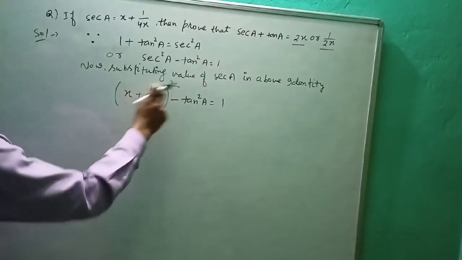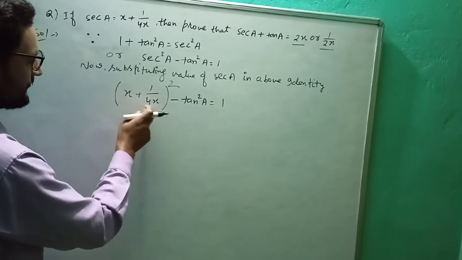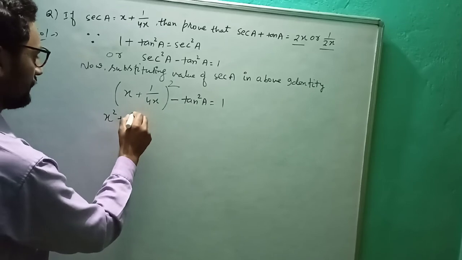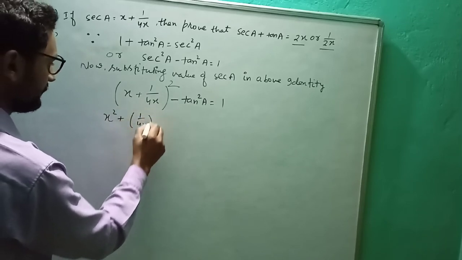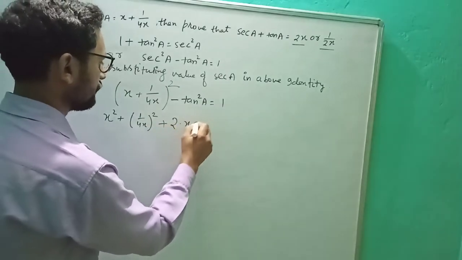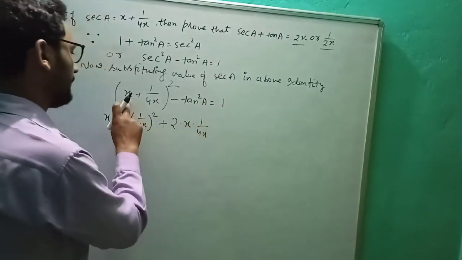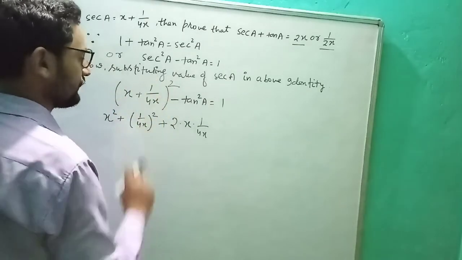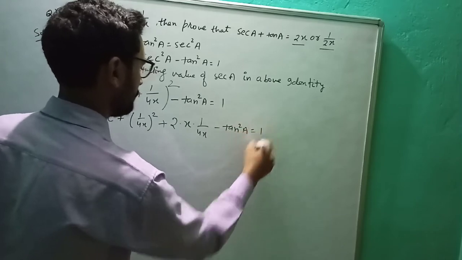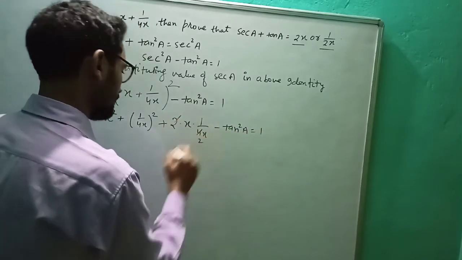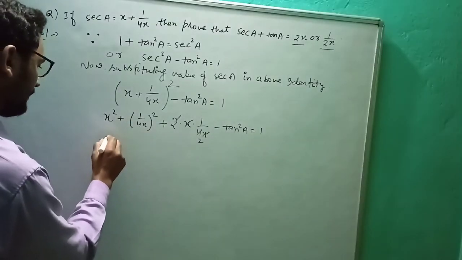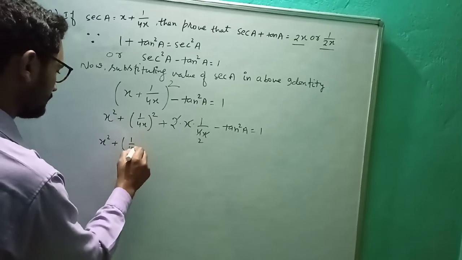Now we can open the whole square using the algebraic identity of a plus b whole square, which is a square plus b square plus 2ab. Here x is a and 1 upon 4x is b. So minus tan square A equal to 1. The x terms cancel each other in the cross term, and here we get x square plus 1 upon 4x.